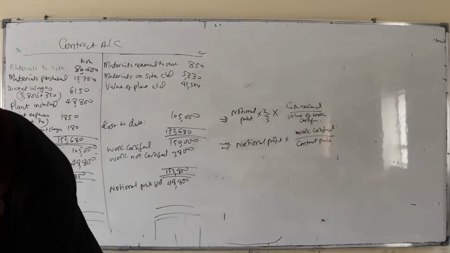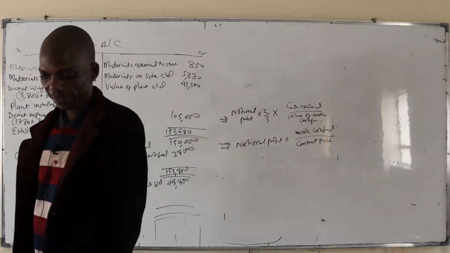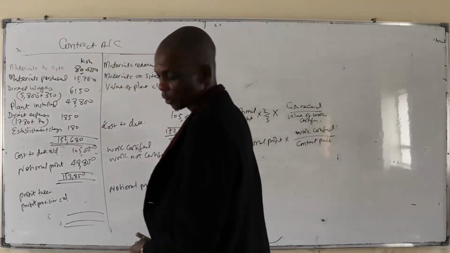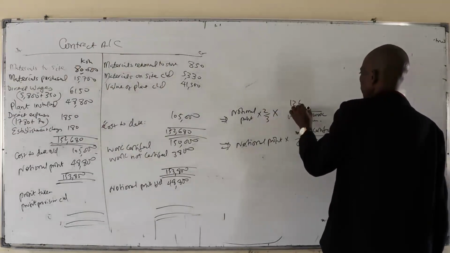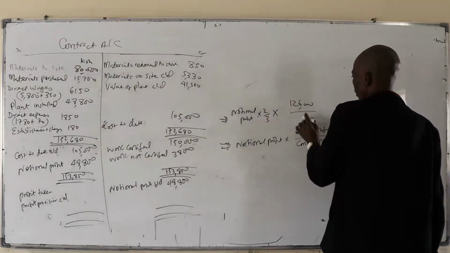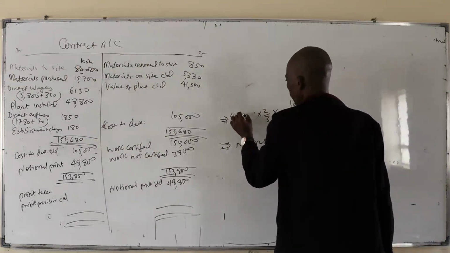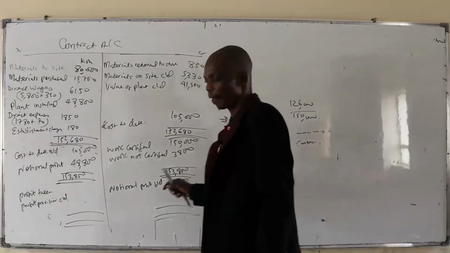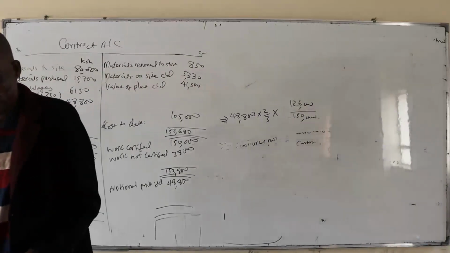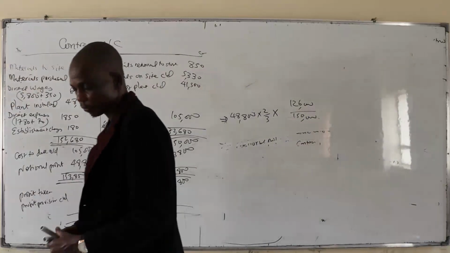Now, for that, if we compute, we shall have 48,800 times 2/3 times 126,000 over 150,000. So cash received is 126,000, and the value of work certified is 150,000 there. The notional profit is 48,800. So if you compute that figure, you will get 27,328.